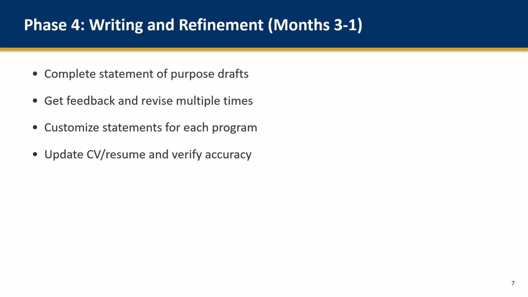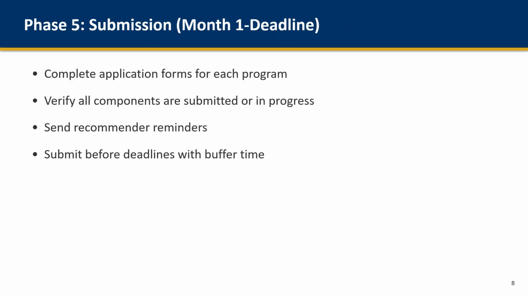Check dates, titles, and descriptions for accuracy. Ensure formatting is consistent. This document represents you. It should be perfect. Phase 5 is the final month before deadlines. This is your submission phase.